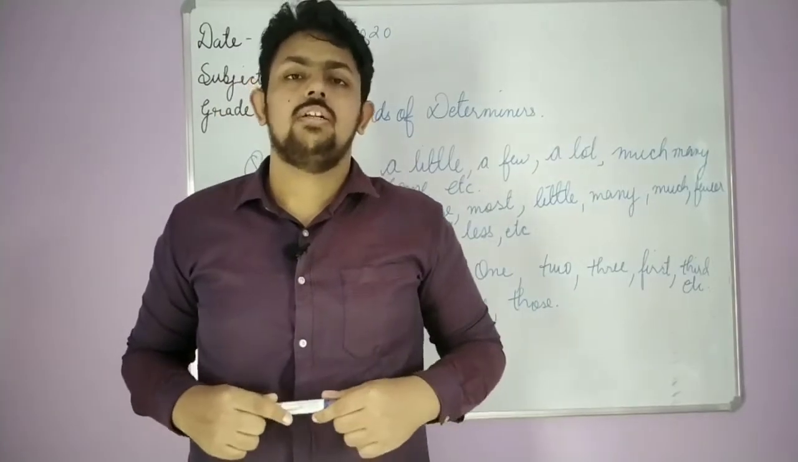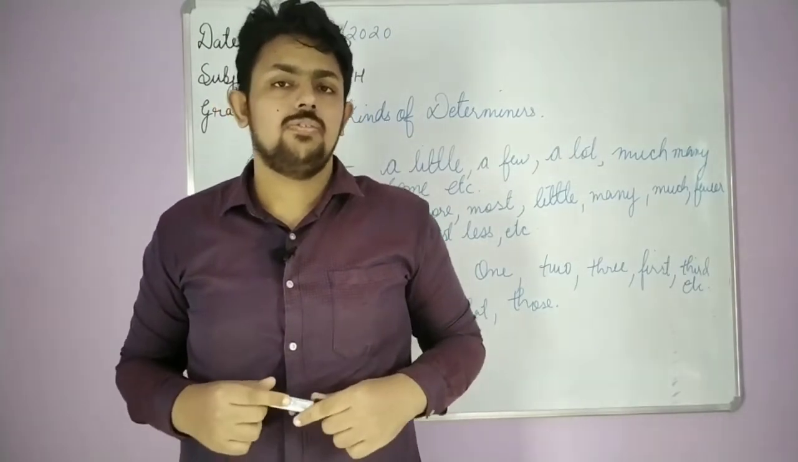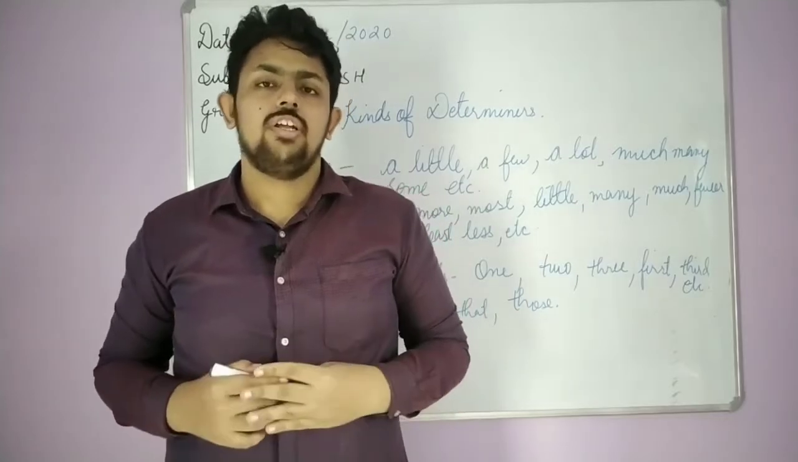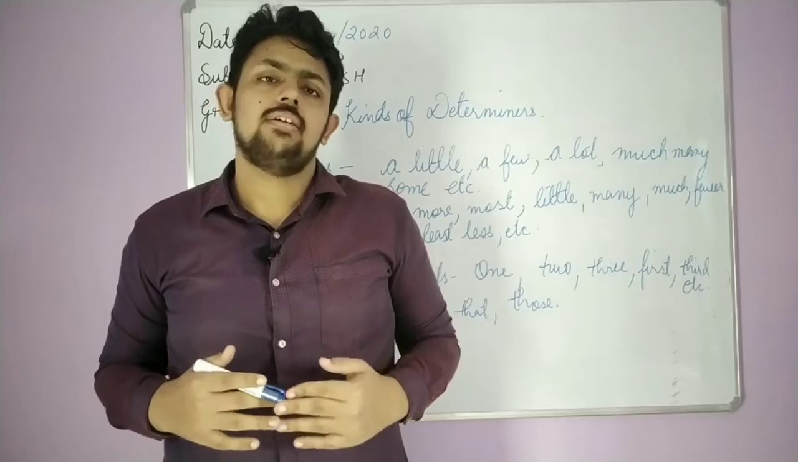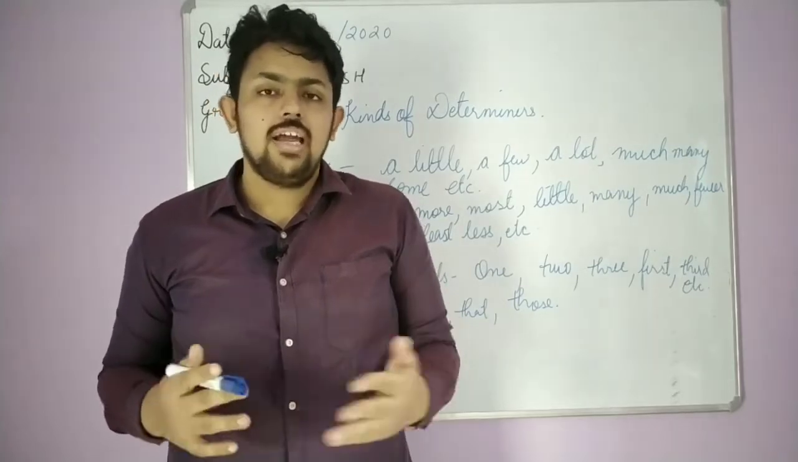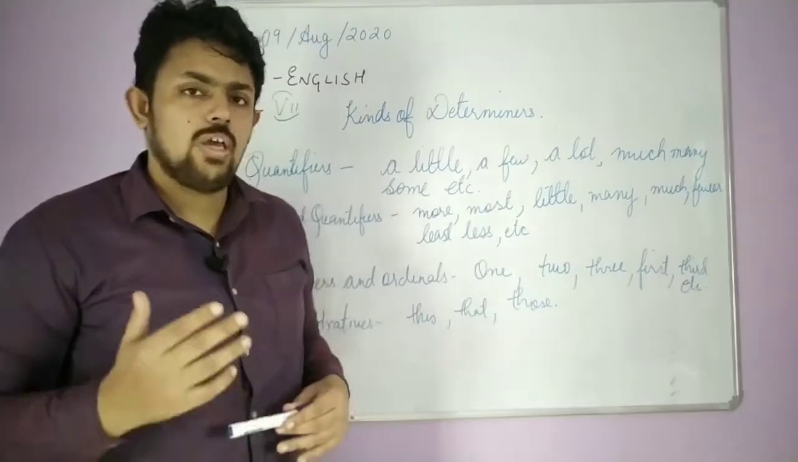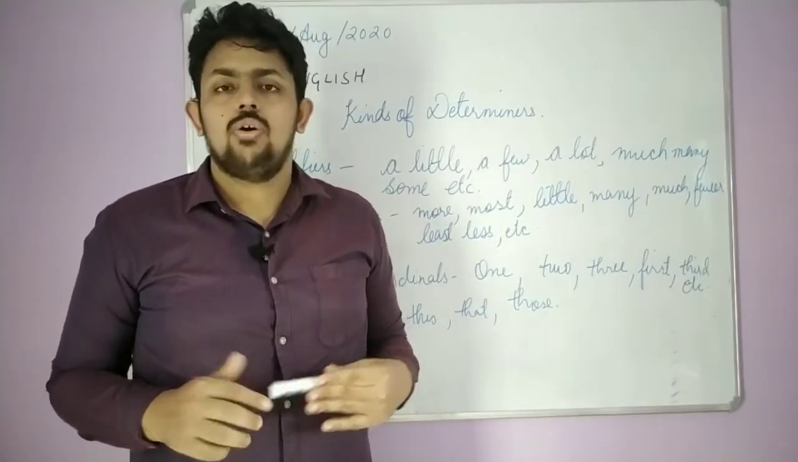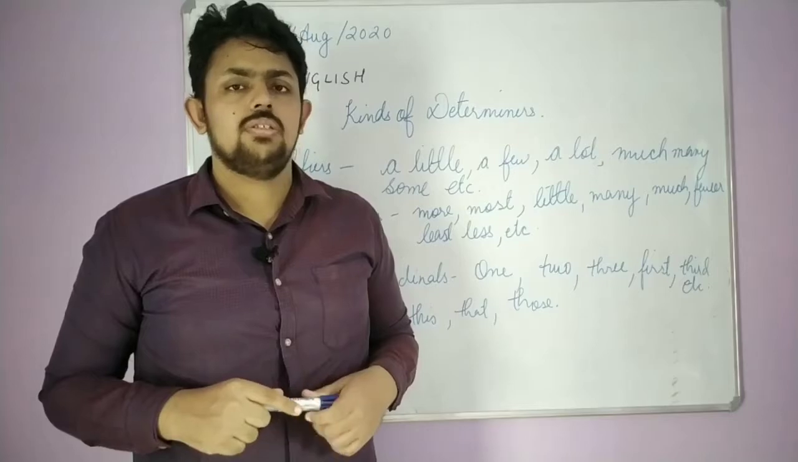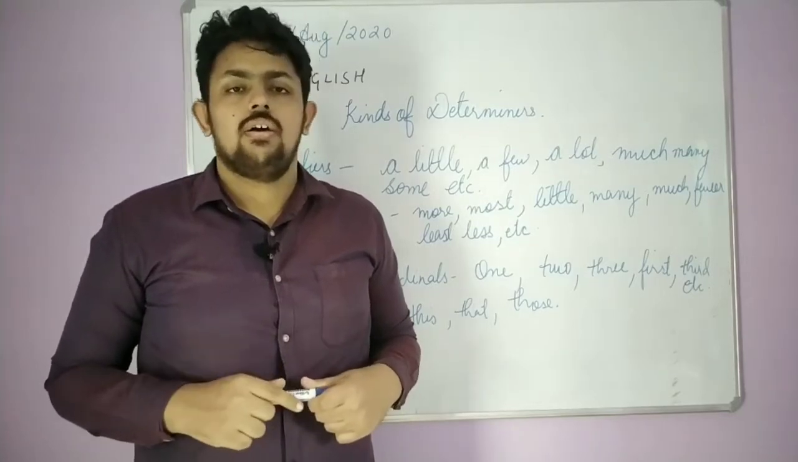We will now take a look at some of the kinds of determiners. I have already discussed that you should not get confused between articles and determiners. Articles are a kind of determiners. We have in your course 8 kinds of determiners, so we are going to discuss them all.